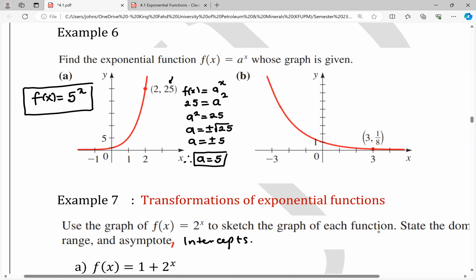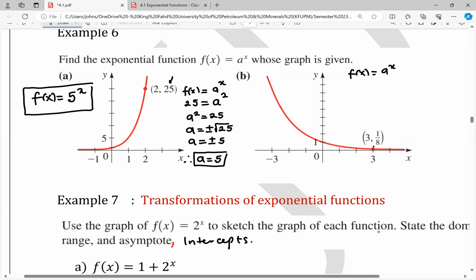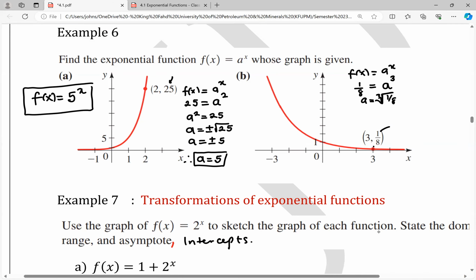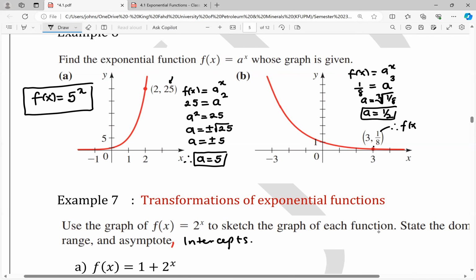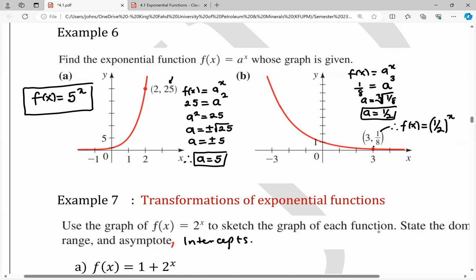Similar here, we do the same story. f of x is a to the power x. So using 1 point is fine. So this is x, y is 1 over 8. So you have 1 over 8, and x is 3. So you can see that a is going to be the cube root. So you take the cube root of 1 over 8, and that should be 1 over 2. So it means this function is simply 1 over 2 to the power x. All right.